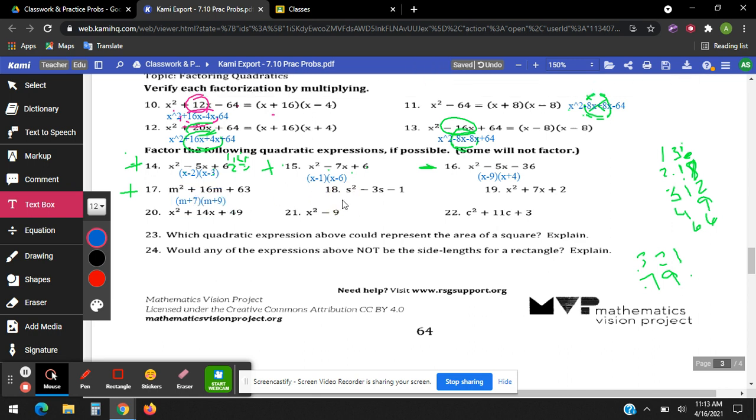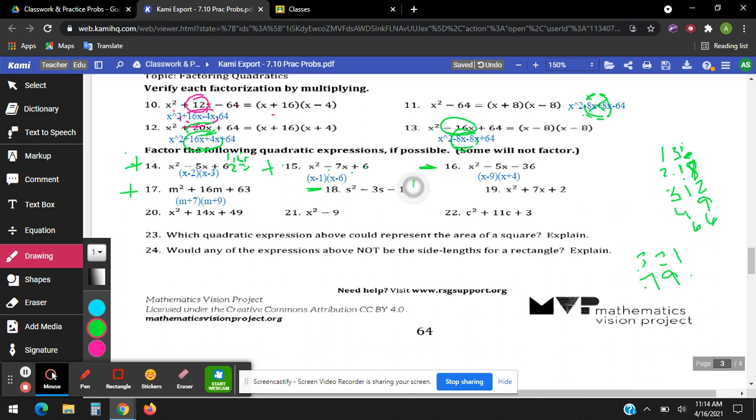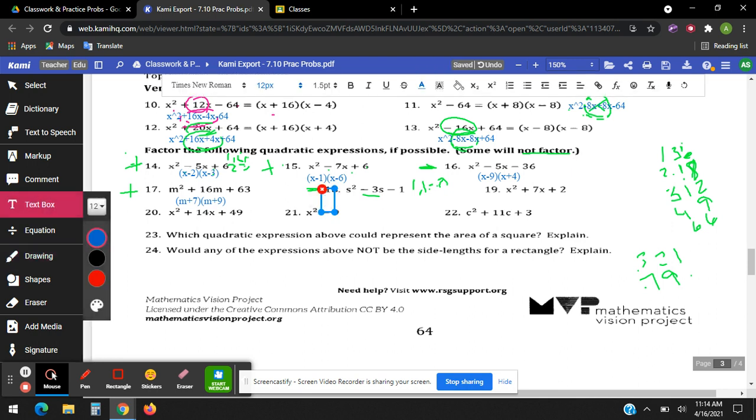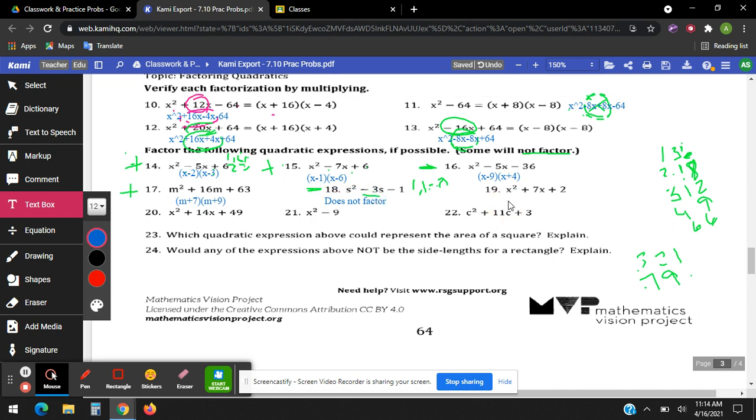All right, there. We have a -1, so we know we're going to subtract. And we know it's factors of 1. Well, the only factors of 1 are 1 and 1. And those add or subtract to get 0. We need a -3. So some will not factor. So this is A, does not factor. I didn't read the directions earlier, but there we go.